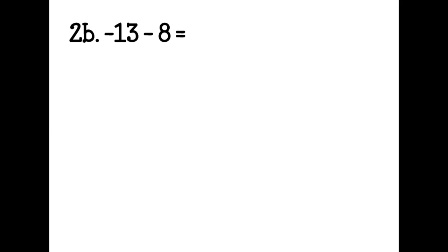2b, I have negative 13 minus 8, so I add the opposite. So now I have negative 13 plus negative 8. If you remember, when we have the same sign, we add their absolute values. So I have 13 plus 8.